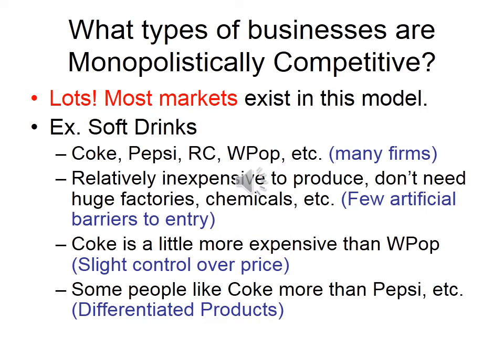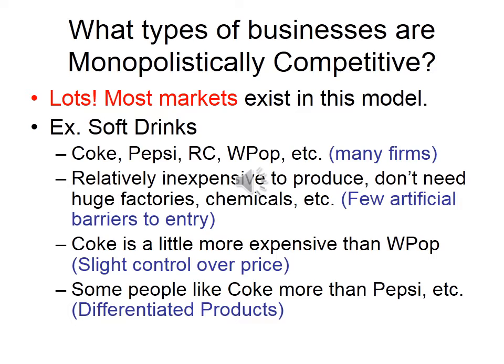What types of businesses are monopolistically competitive? There are lots. Most markets exist in this model. Example, soft drinks: Coca-Cola, Pepsi, RC, Dub-L Pop, etc. So there are many firms. They are relatively inexpensive, which means cheap to produce; you don't need huge factories or chemicals, etc.